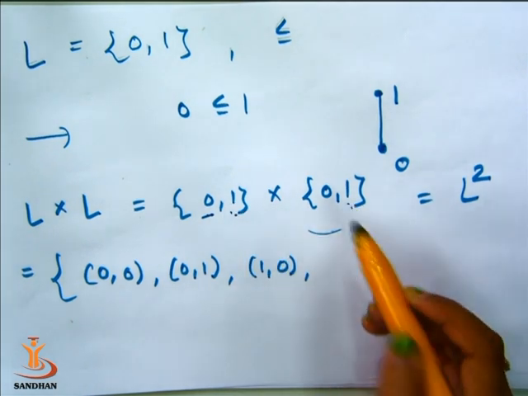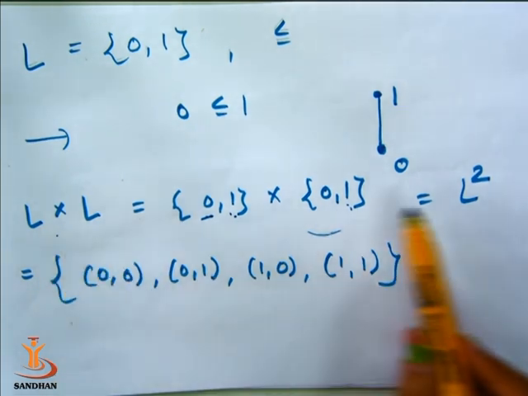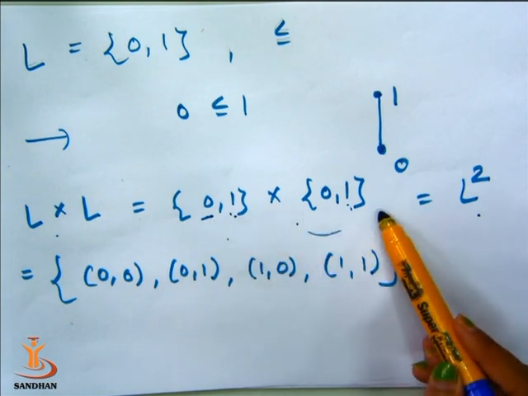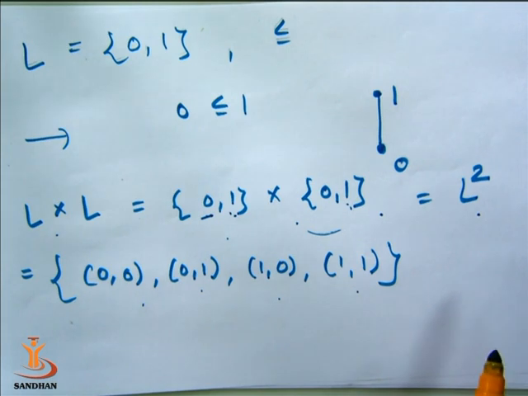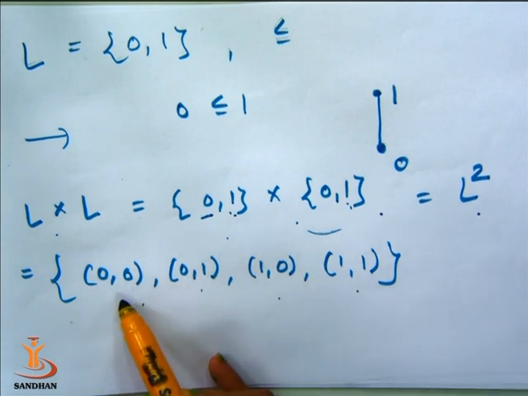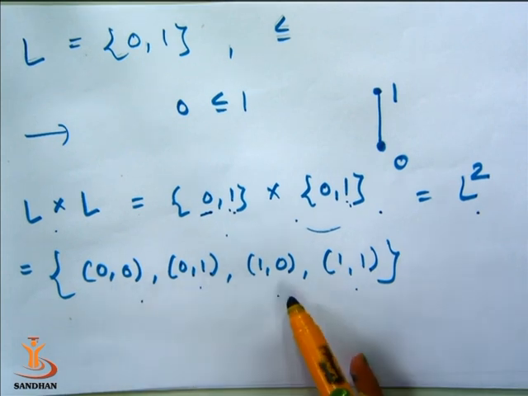And 1 with 1 we have the ordered pair (1, 1). So L cross L, that is L squared, is the set {0, 1} cross {0, 1}, and it contains 4 elements, but they are ordered pairs. So far we have drawn Hasse diagrams for single elements, numbers or sets, but here we have ordered pairs. So we don't know how to relate (0, 0) and (0, 1), or how to relate (0, 0) and (1, 0).